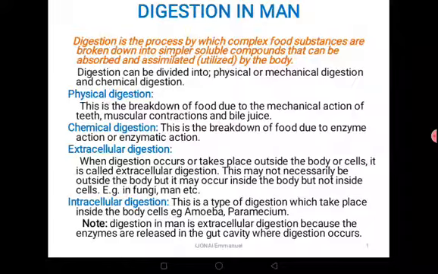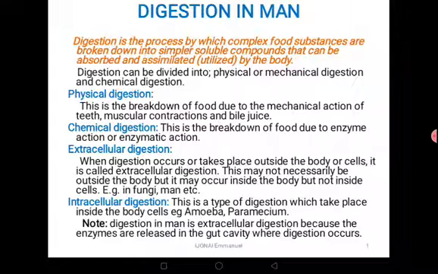And then based on where digestion takes place, it can also be divided into two: extracellular digestion and intracellular digestion. Extracellular means that this kind of digestion takes place outside the cells, or even outside the body. Yes, in some organisms, digestion actually takes place outside the body. It is called extracellular digestion, and it may not necessarily be outside the body, but it may occur inside the body but not inside the cells.